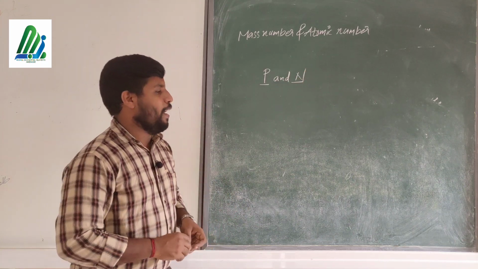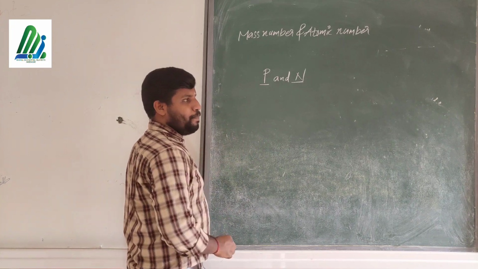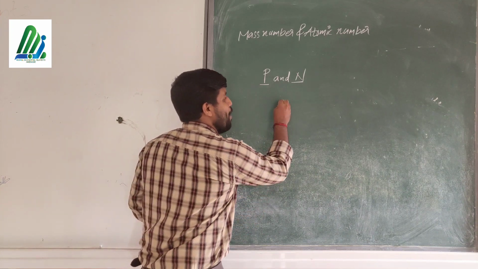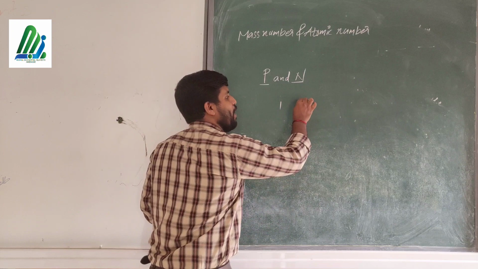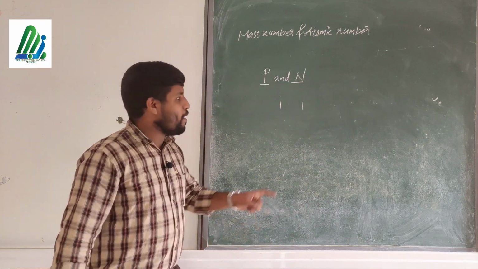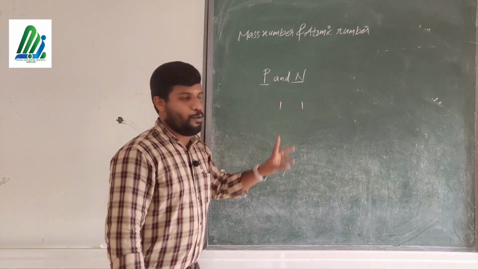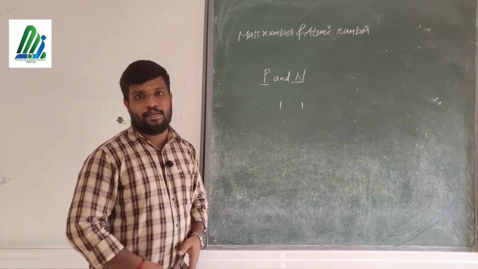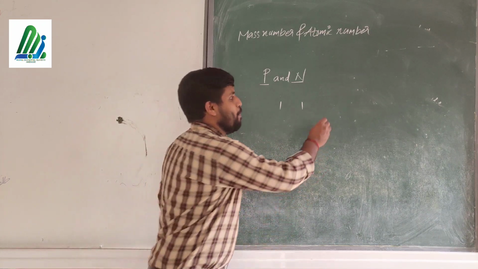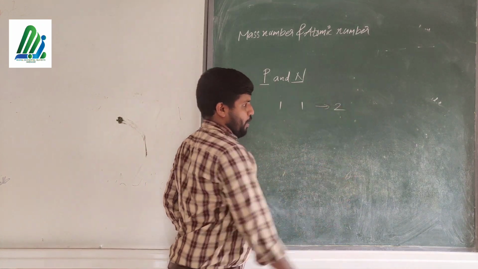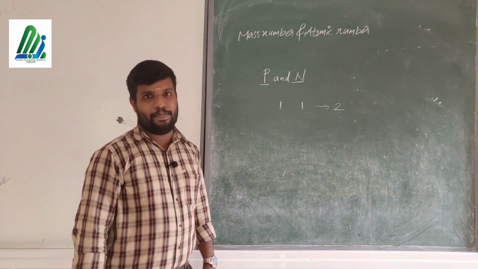One question here: if an atom has 1 proton and 1 neutron, what is its mass? Its mass is considered as 2 units.